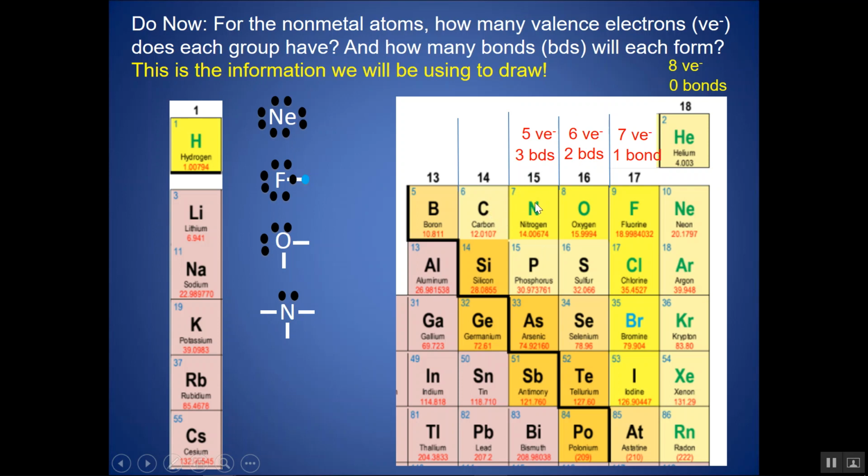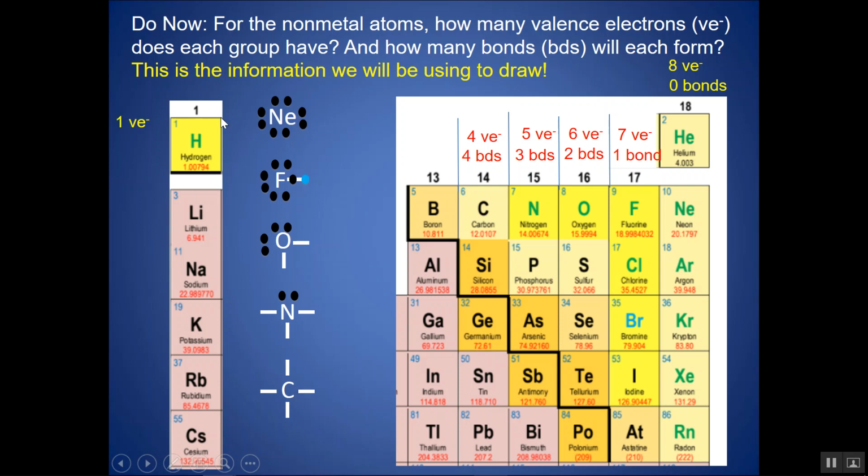And finally, carbon is 1, 2, 3, 4 away from it. It has 4 valence electrons and would form 4 bonds, so it would look something like this. Okay, 2, 4, 6, 8 electrons are around it, so it's as if it has an octet, but it still only owns 1, 2, 3, 4 of those electrons.